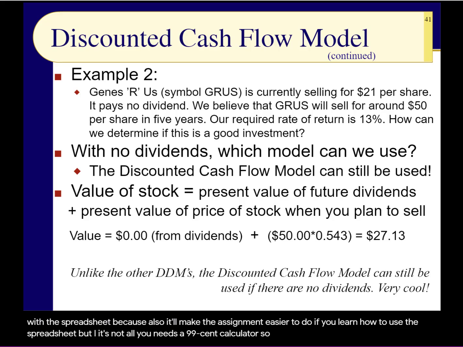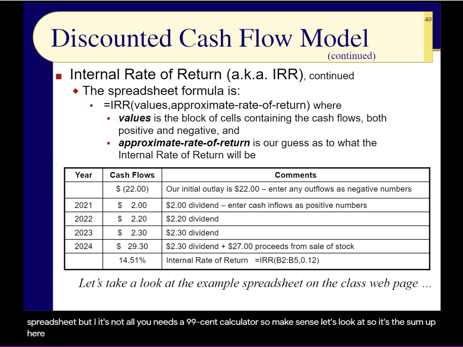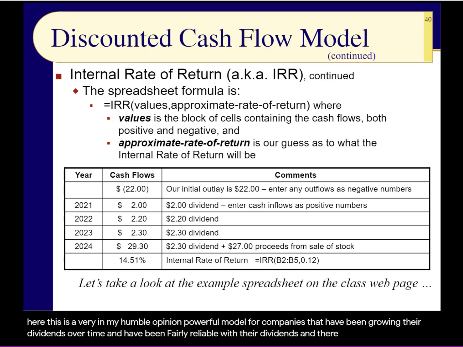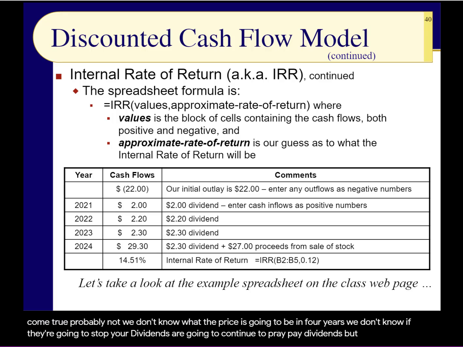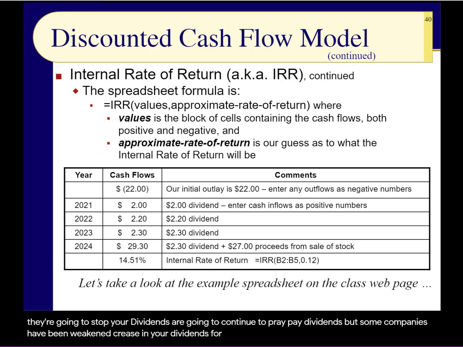So, make sense? Let's sum up here. This is, in my humble opinion, a very powerful model for companies that have been growing their dividends over time and have been fairly reliable with their dividends and their price increases. Realizing that we don't really believe these are the numbers. We sort of guess that these are the numbers, and maybe they'll come true. Probably not. We don't know what the price is going to be in 4 years. We don't know if they're going to continue to pay dividends. But some companies have been increasing their dividends for dozens of years. So yes, indeed, this is a powerful model.